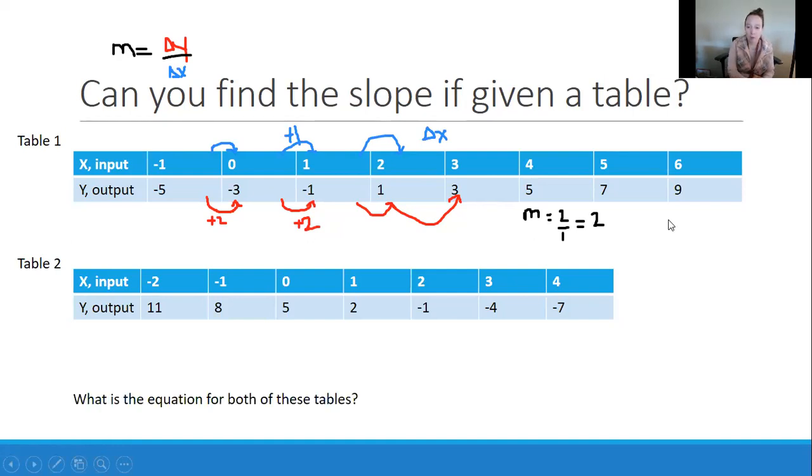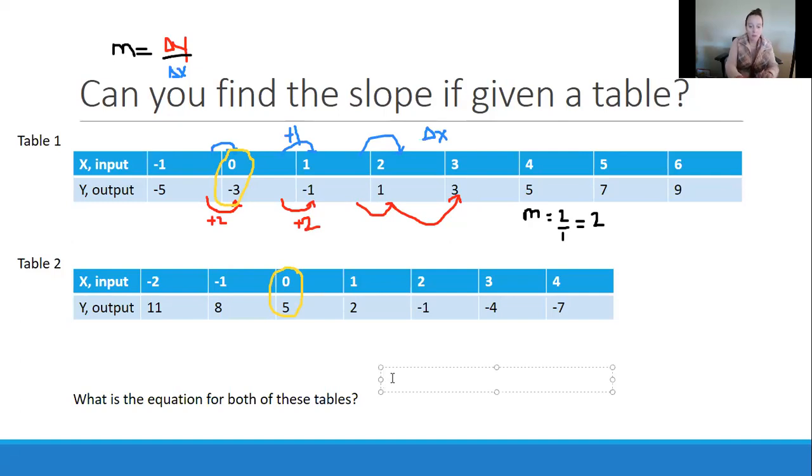So what about the equation for both of these guys? Now that you know the slope, could you write the equation? Well, sure. All we need to do is figure out where we start. Where's our 0 figure? So in each table, see if you can find out where that 0 figure is. Well, in table 1, there's the 0 figure. And in table 2, there's the 0 figure. So let's write these out.